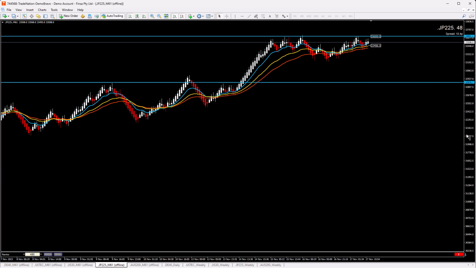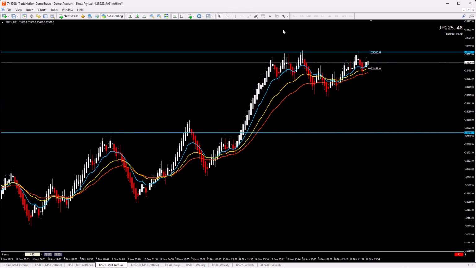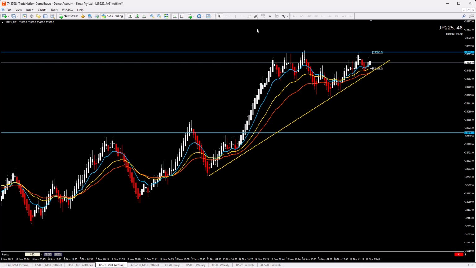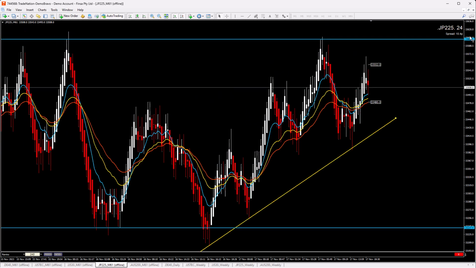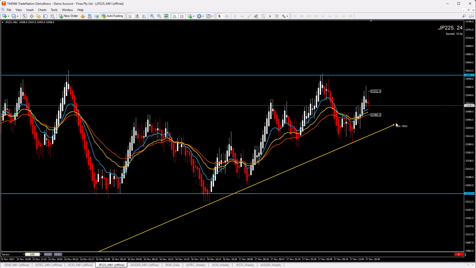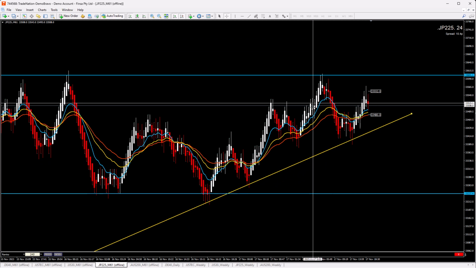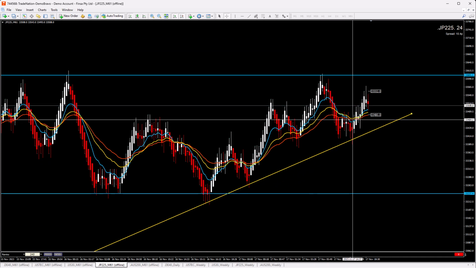If we go to 480, now if we look for this, we have this trend line here. We have also an area of support here. So we see that price is struggling right now around this zone. So if you go to 240, yes, right now we don't have much direction here. We had this retest reaction.